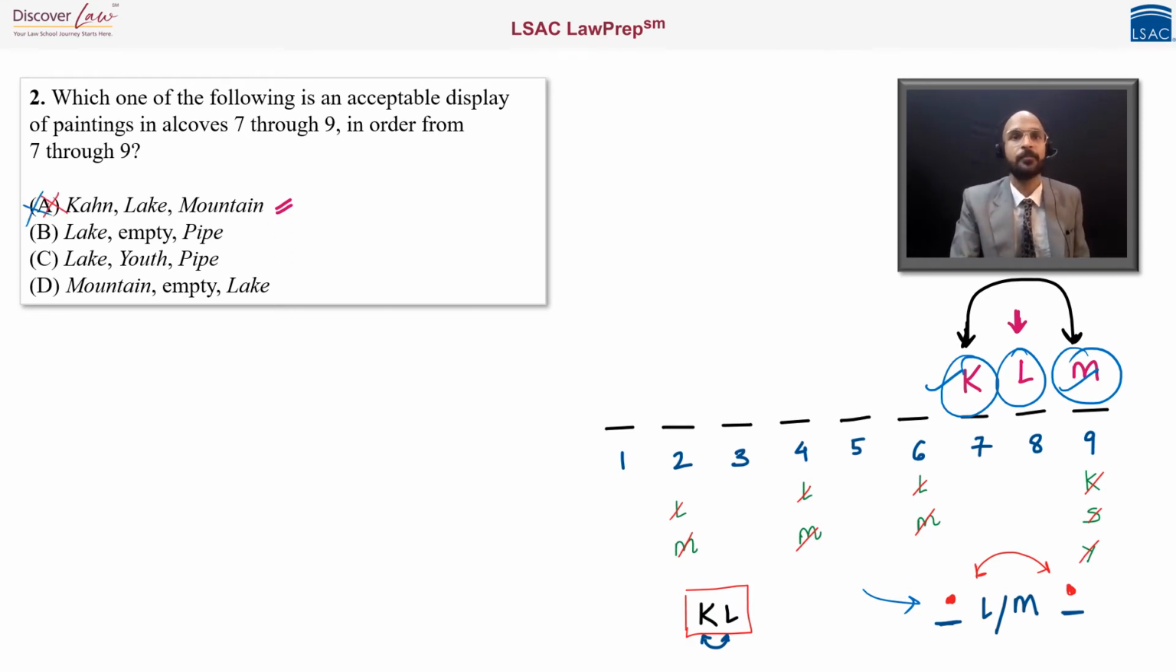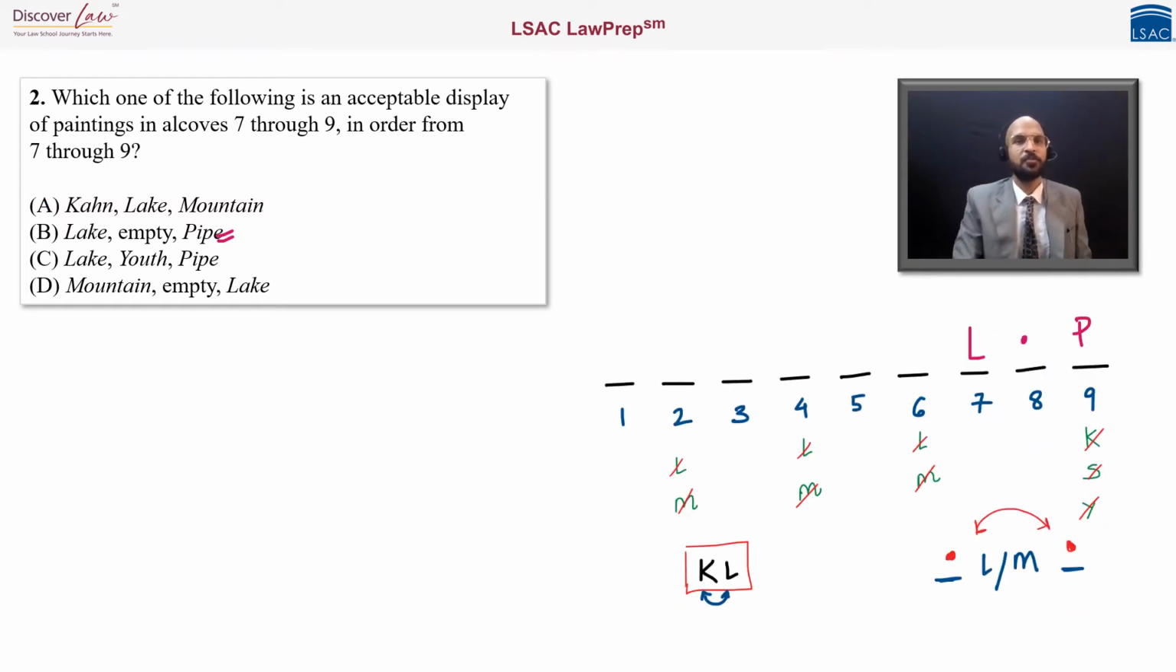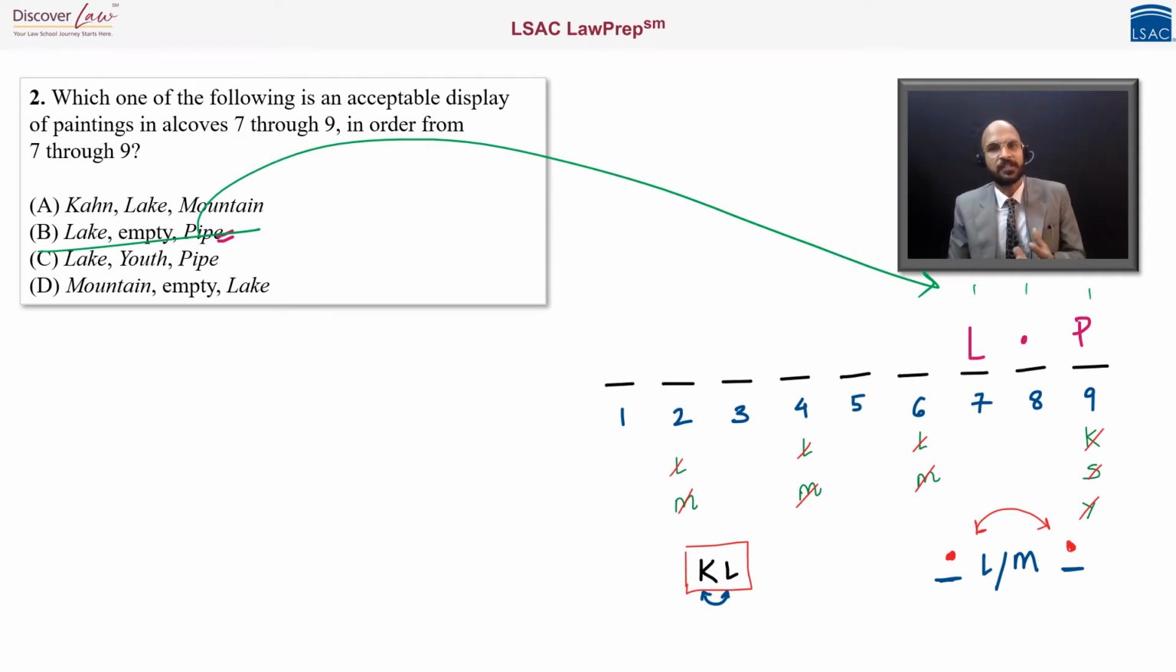Moving ahead. Alright, option B, lake, empty, and pipe. Let me write that here as L, dot, and P. When I look at this, I see no issues here, which means that it is an acceptable display to me, and for me this is the right answer. Of course, for this video, we will have a look at options C and D as well, but I think I've found my answer. Anyway, let's have a look at C and D as well.